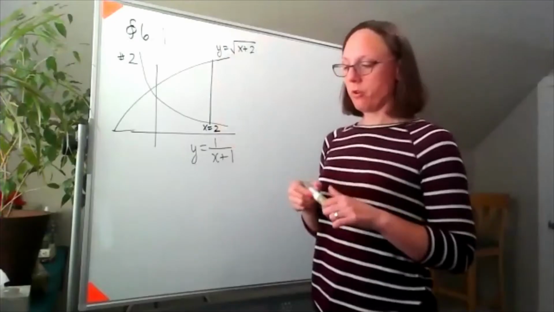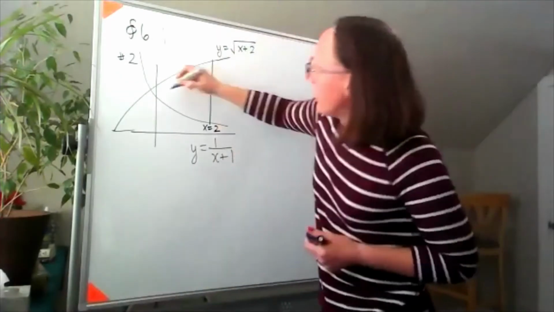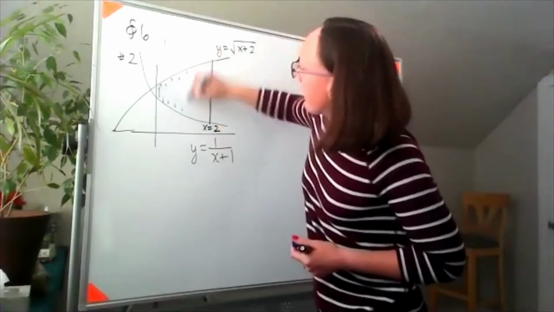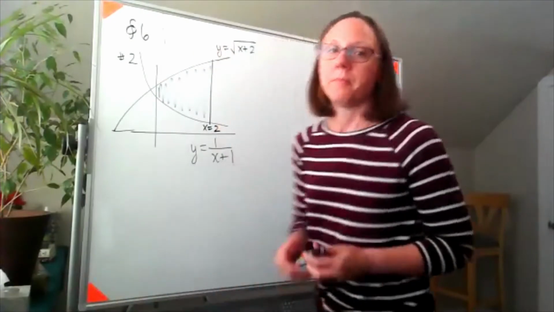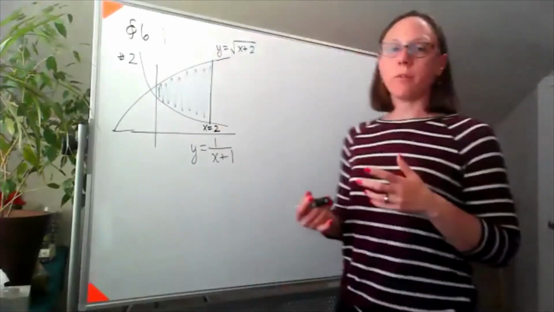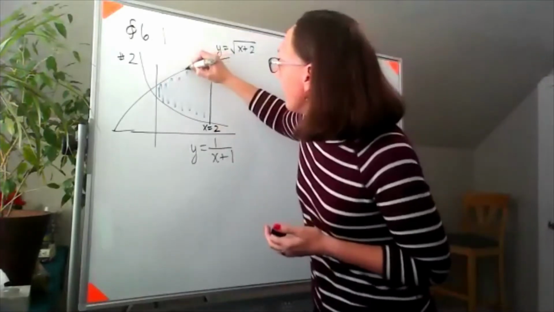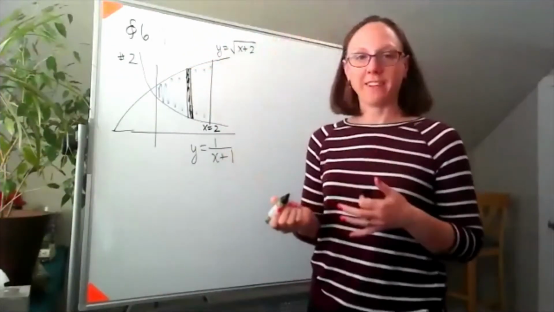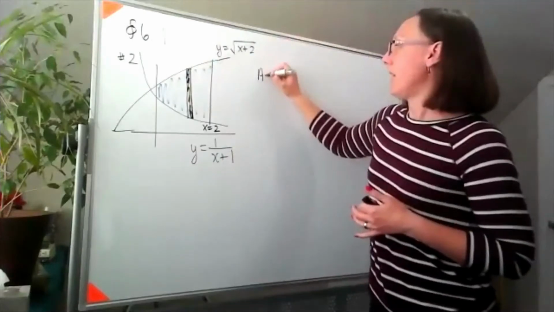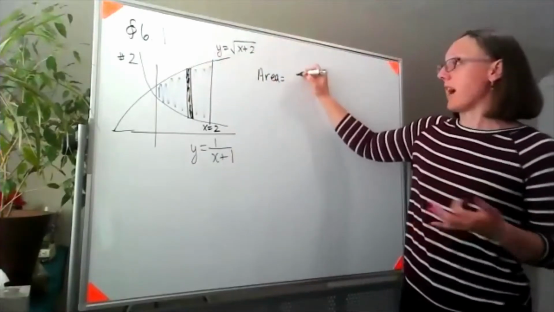In this problem, we've been told to find the area of the shaded region, and the shaded region is here. So thinking about that shaded region, if I draw in my arbitrary cross-section, I've got this vertical rectangle, and I know I'm trying to find the area of it. Well, the area of a rectangle is the height times the base.